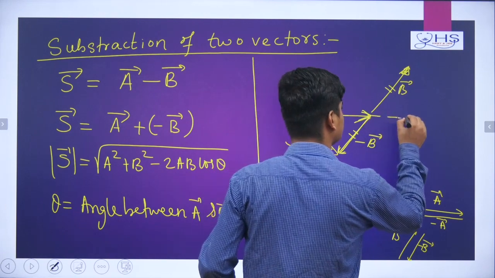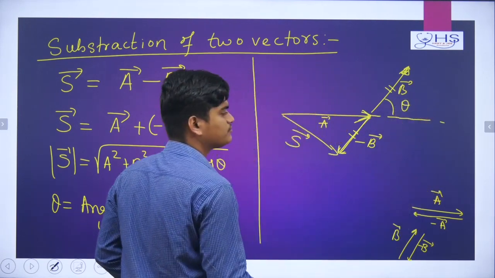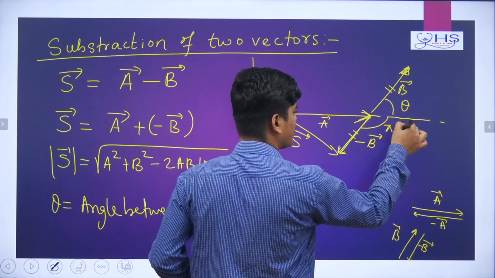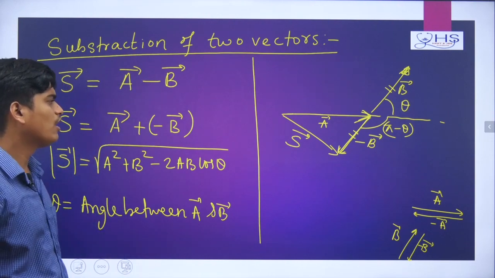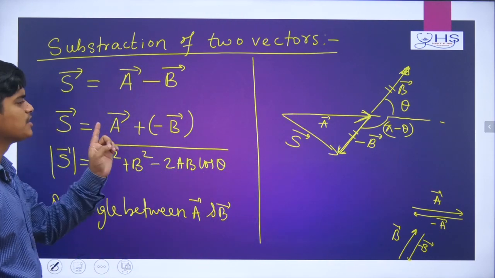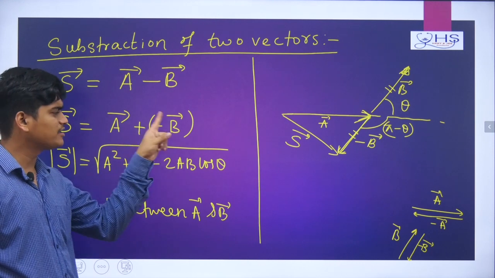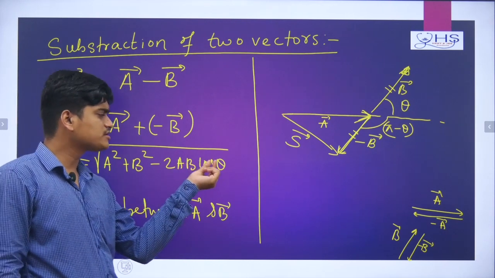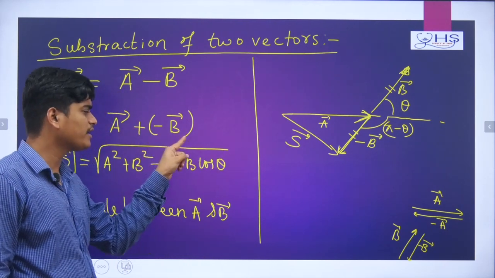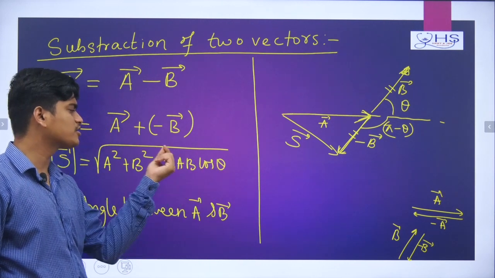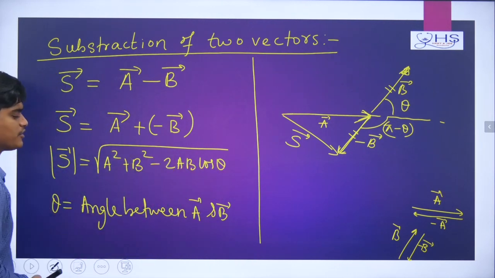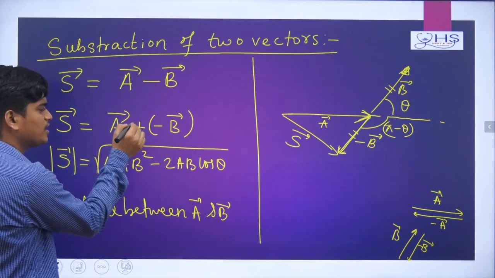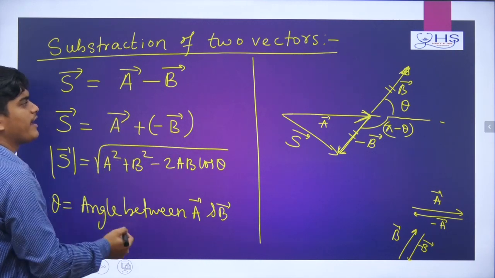Initially the angle between A and B was theta. But now it is 180 minus theta, or you can write pi minus theta. The angle between A and minus B is pi minus theta. A vector plus minus B vector you need to find, and you know it is A square plus B square plus 2AB cos of the angle between A vector and minus B vector, that is pi minus theta, which is minus cos theta. So that's why it is coming minus 2AB cos theta. Remember, this is coming from the resultant because it is an addition only. It is addition only, but the thing is you are adding minus B vector with A, which gives A minus B.